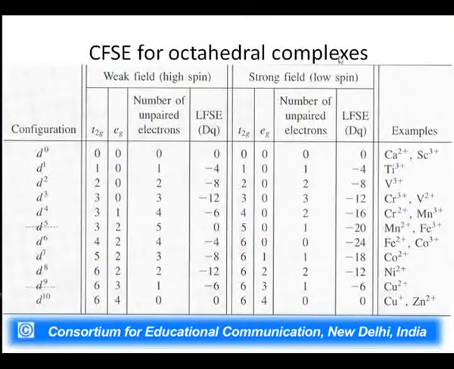You can now also summarize whatever we have learned about octahedral complexes in this particular table. You see the CFSE for octahedral complexes, for d0 to d10 configurations. Of course, when there is no electron, we are not going to get any CFSE. That means for crystal field stabilization, there is no question of weak field or strong field. The examples are calcium and scandium ions. Since there is no electron in the t2g or eg, there is d0 configuration.